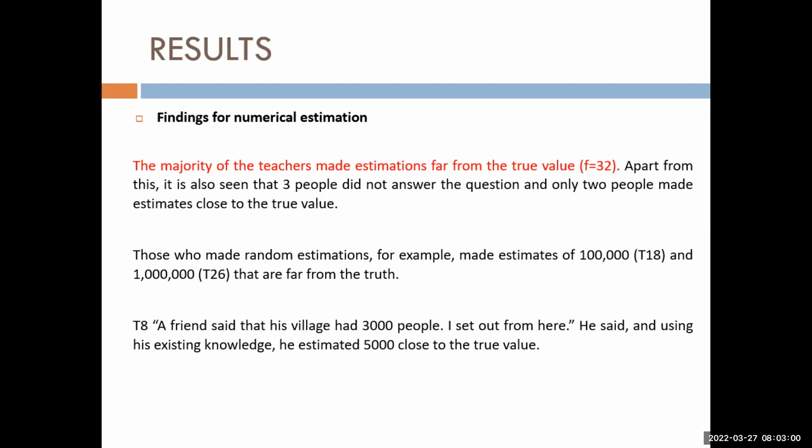Those who made random estimations, for example, made estimates of 100,000 and 1 million that are far from the truth, because we are talking about villages, you know. T8, a friend, said that this village had 3,000 people. I said, out from here. He said it, and using his existing knowledge, he estimated 5,000, close to the true value.